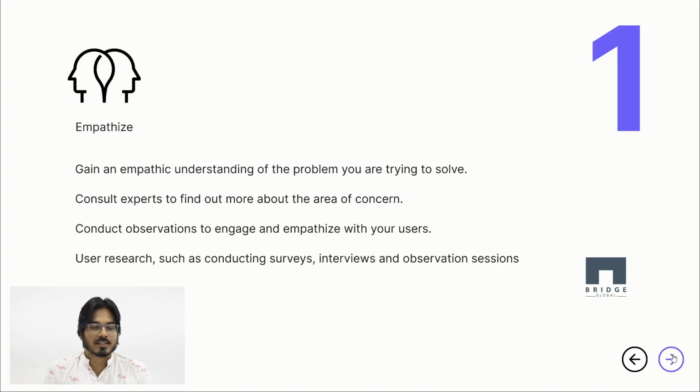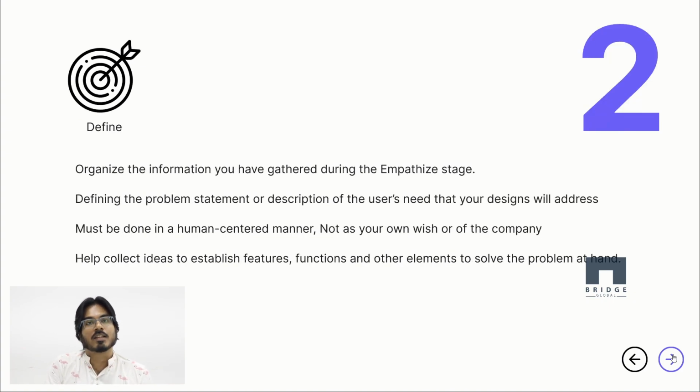First one is empathize. This is where you gain an empathic understanding of the problem you are trying to solve and consult experts to find out more about the area of concern, whether it be the users or experts who actually work in the field where the problem is happening. So we go to them and talk to them and use user research and various methods and tools like questionnaires, interviews, going and talking to them, and we try to empathize with the user to understand how the problem is affecting them and what the solution can be. After we conduct observation to engage and empathize with the user, this can be taken to the next stage, which is defining the problem.